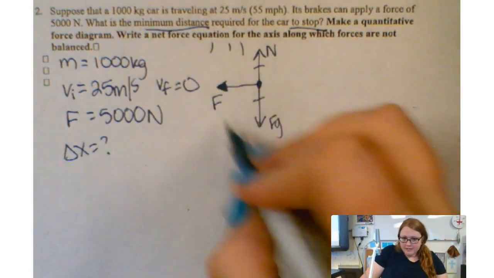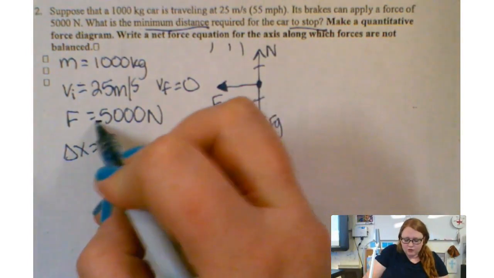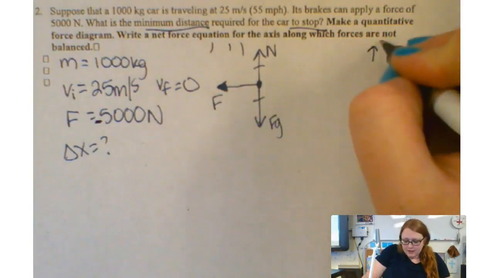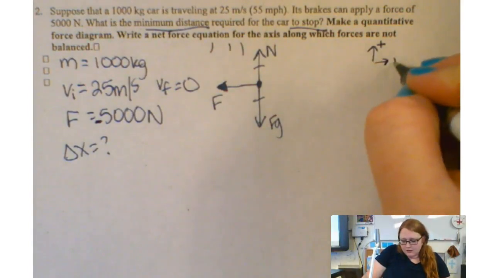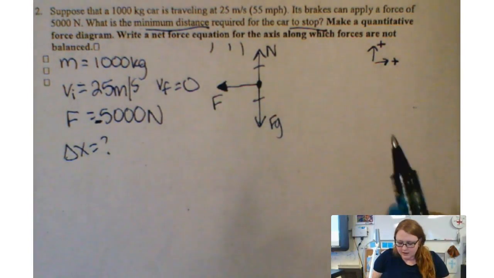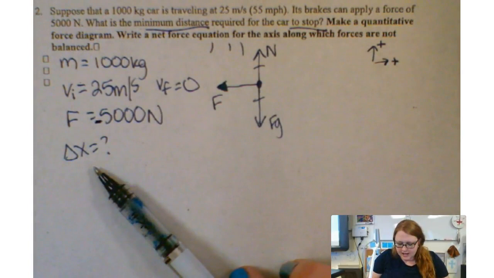So based on my free body diagram, this force should probably be negative because it's pointing to the left. And just by sign convention, my class uses up as positive and right as positive. But you can really set your sign convention in whatever direction you choose. Here we are looking for stopping distance, delta X.